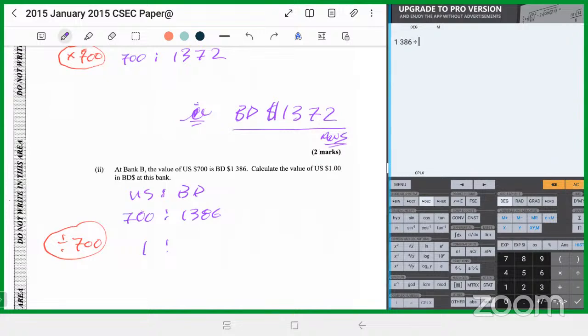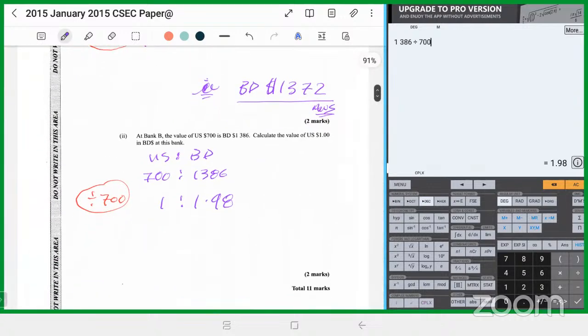I'm going to divide this side by 700 on the calculator, which is 1386 divided by 700. And that is 1.98. So the answer for this question, I can write as a ratio. That is, US $1 is equal to Barbados BD $1.98. This is the answer right here, $1.98.